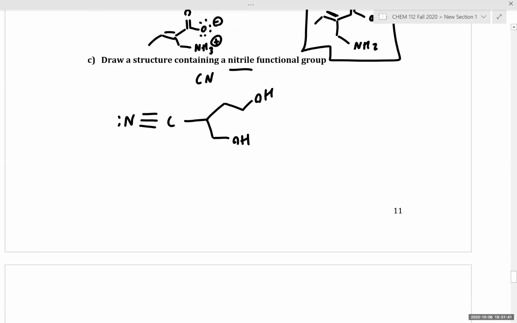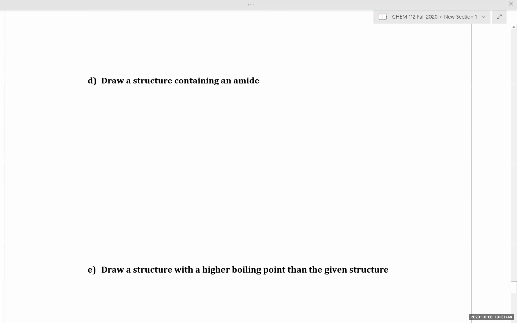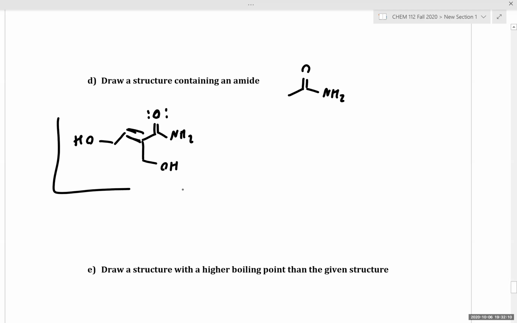Okay, so continuing on now, we're next asked to draw a structure containing an amide. Okay, so let's do just that. Amide is the functional group that looks like this. One, two, three, four, five, and here we go. Here is a constitutional isomer that contains an amide functional group. Does part D make sense to everyone?